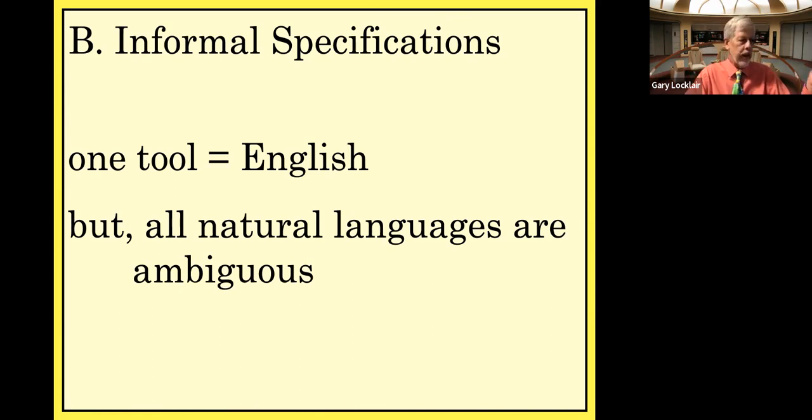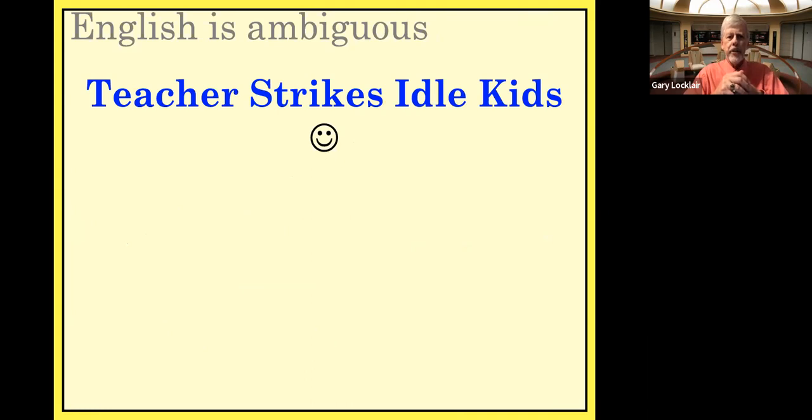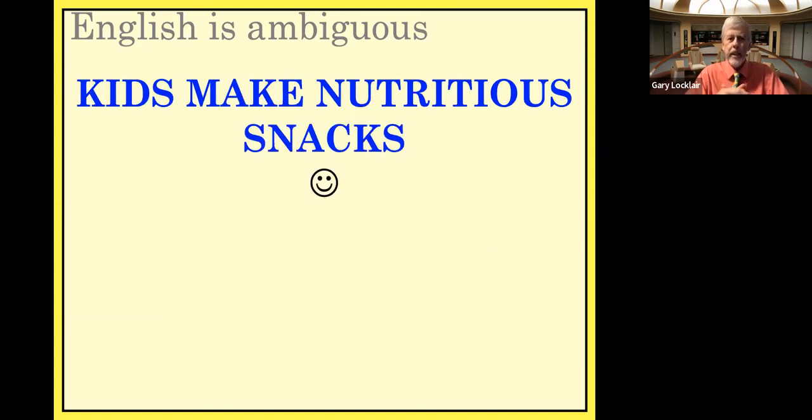You experience this, right? You read my instructions for an assignment and you think I said one thing, and then you discover to your horror, I actually said something else. You've seen these true headlines, the things that pop up on the online newspaper. Teacher strikes idle kids. Well, it's supposed to be teacher strikes, you know, go on strike, and the kids are idle, not striking the idle kids. Biden wins on budget, more lies ahead. Of course, lies there apparently has a double meaning. Kids make nutritious snacks. It's not W.C. Fields eating children. It's the kids themselves.